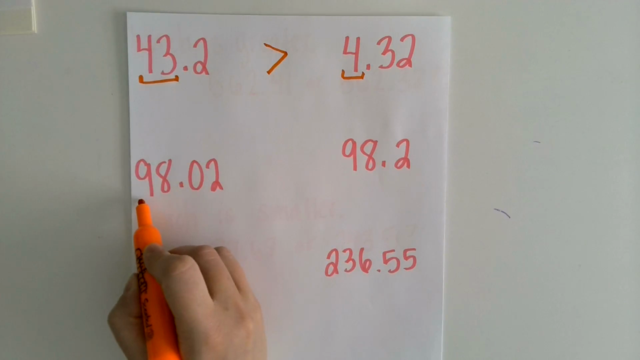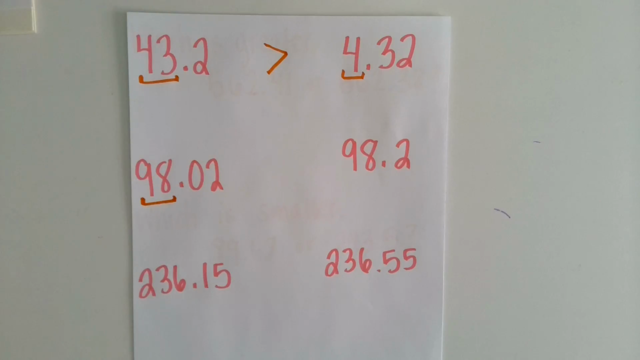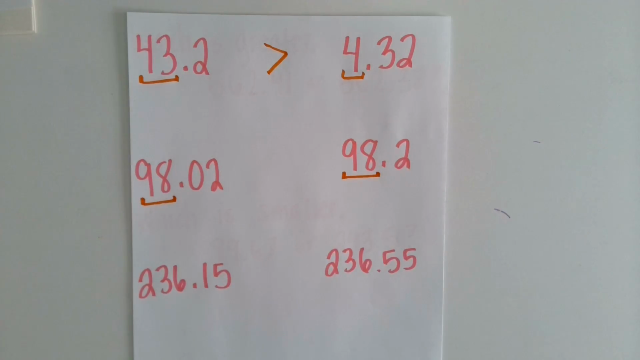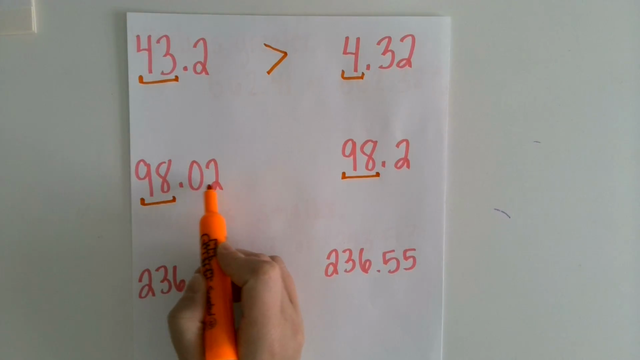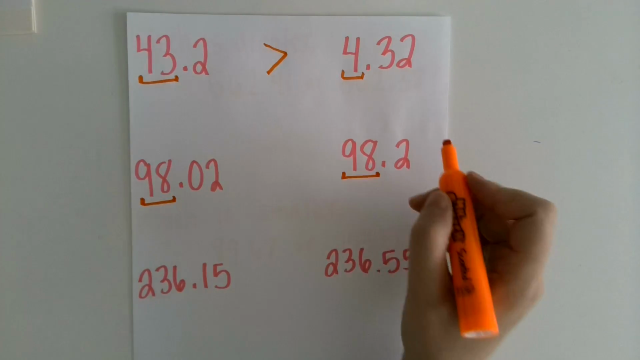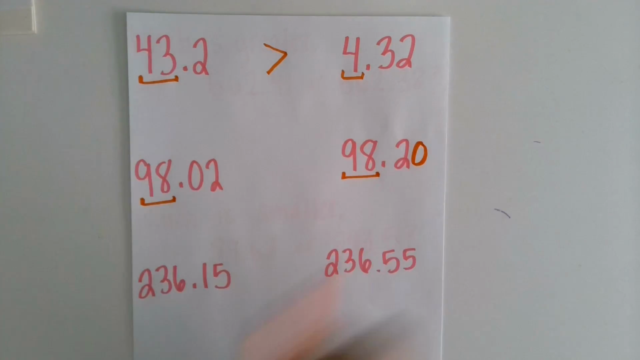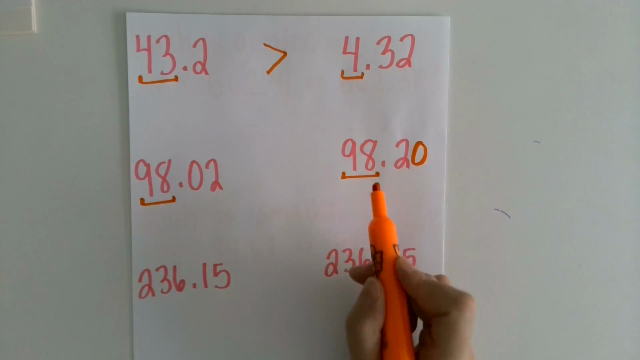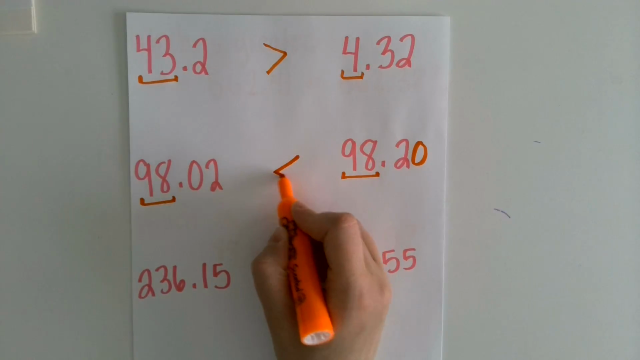For the second problem, I had 98 before the decimal point here, and I also had 98 before the decimal point here. So they're equal so far, and that means I do need to go past the decimal point to figure out what the larger decimal is. I'm going to use that trick I showed you before because this is 2 digits and this is only 1. So I'm going to add that 0 to help make the comparison easier. Here I have 2 hundredths, here I have 20 hundredths, so this is my larger decimal.